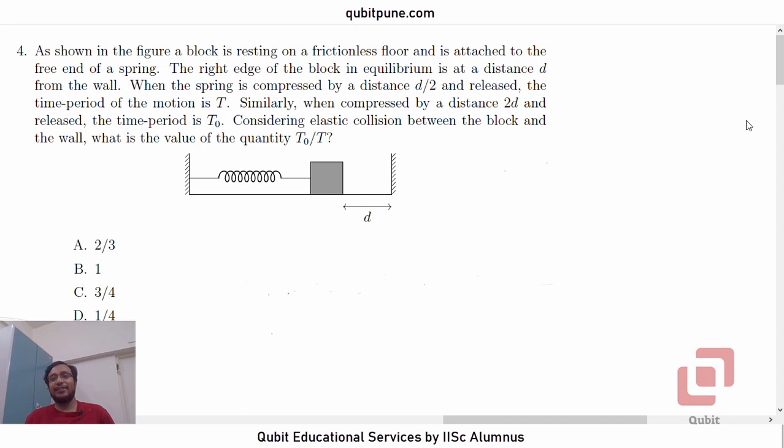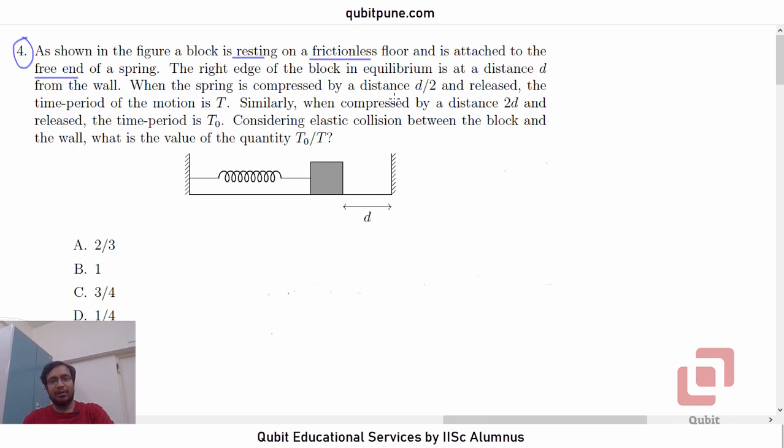In this video series, we are solving the physics MCQs from IISER Aptitude Test 2022, and this paper is available on their official website. In this video, we will be solving MCQ number 4, which is based on simple harmonic motion and elastic collisions. As shown in the figure, a block is resting on a frictionless floor and is attached to the free end of a spring.